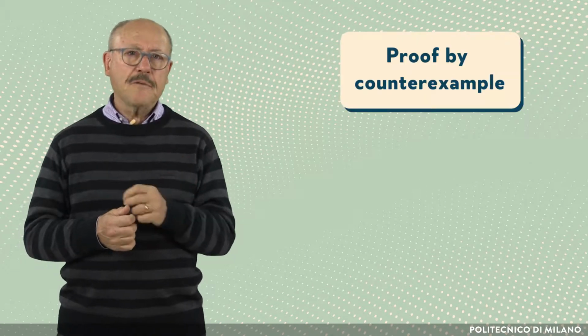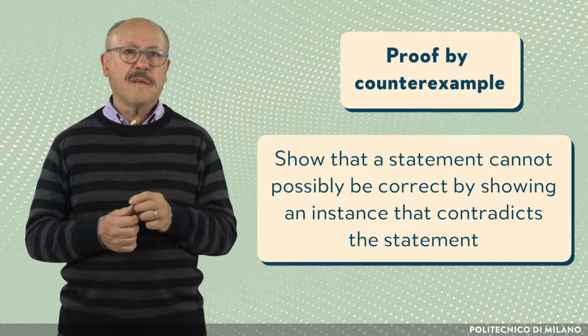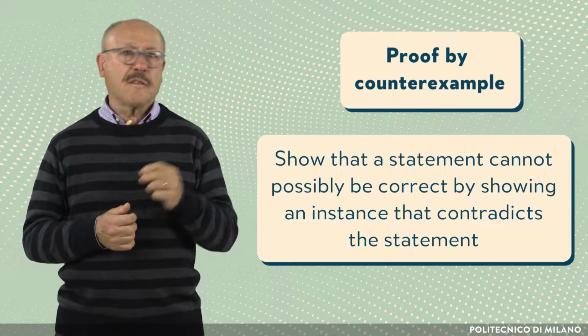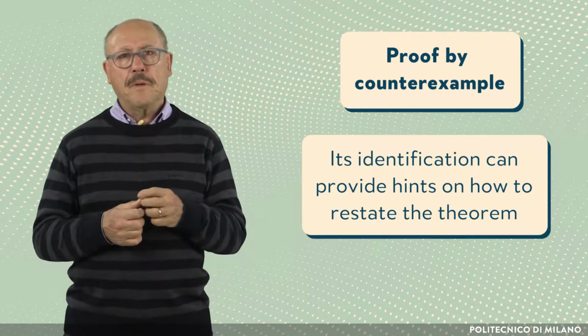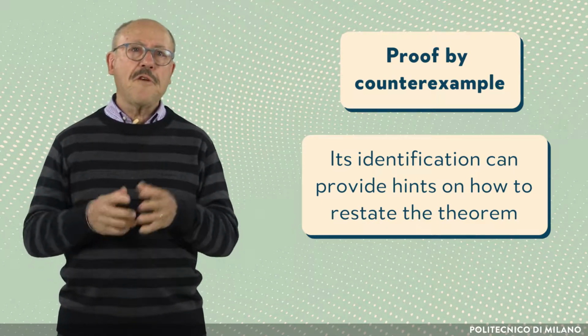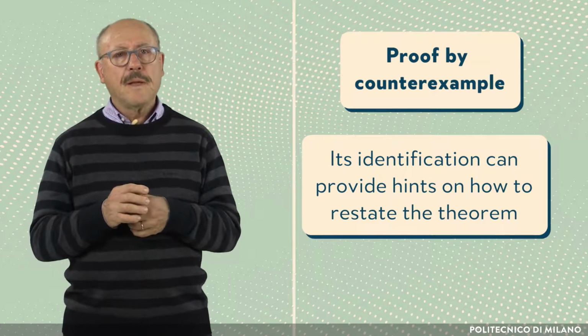A proof by counterexample is a way to show that a given universal statement cannot possibly be correct by showing an instance that contradicts the statement. The identification of a counterexample can provide hints to the researcher on how to restate the theorem in a more appropriate form that eliminates the counterexample.